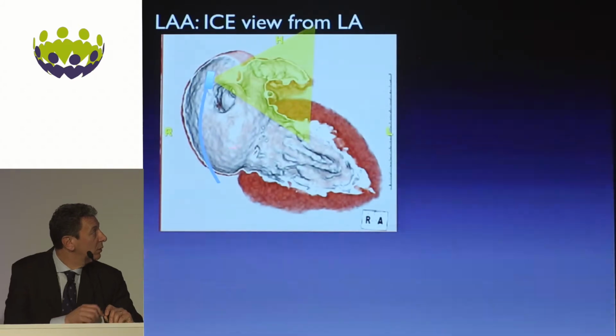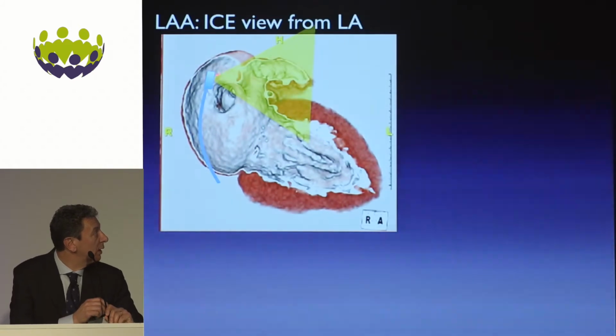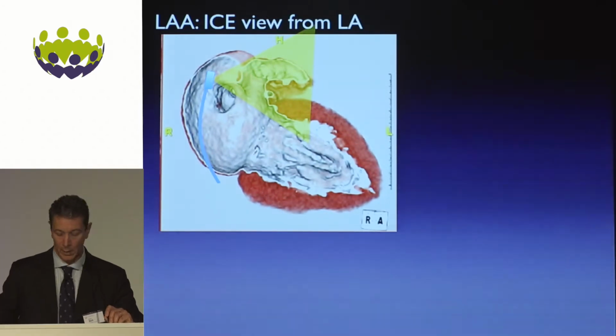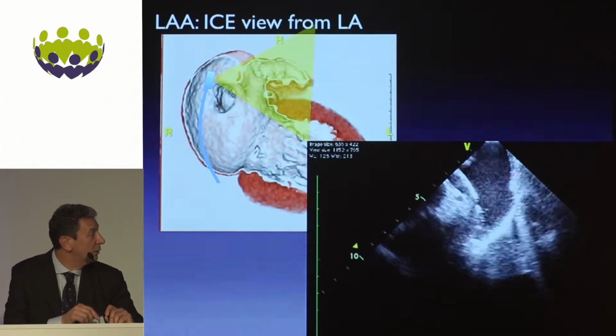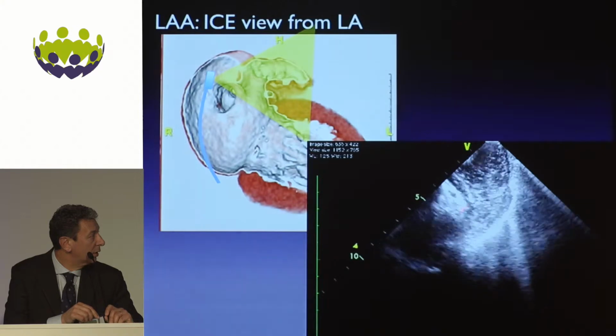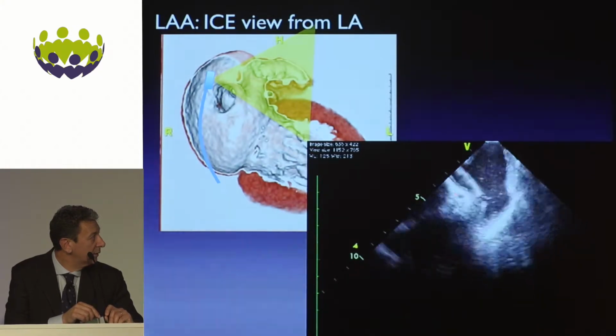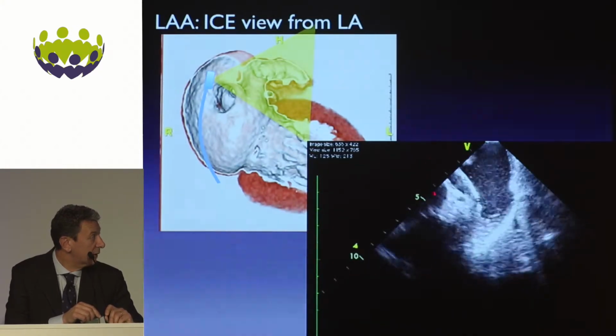The probe usually is in this position at the ostium of the left superior pulmonary vein or at the ostium of the LAA. And this is the corresponding view of the LAA. You see the LAA during microbubble injection, the catheter, and the circumflex artery.